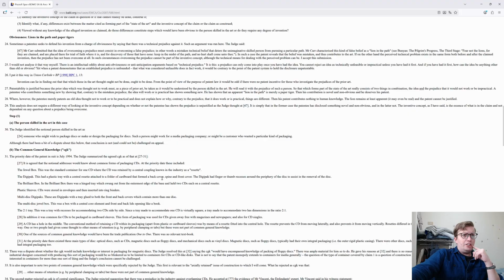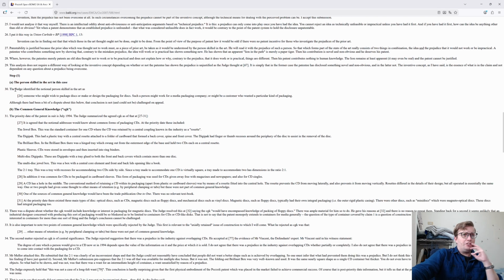Let's see what else they say. Let's see how the judge does this. So the notional person skilled in the art is someone who might wish to package discs or design the packaging for discs, such that a person might work for a media packaging company or might be a customer who wanted a particular kind of packaging. Although there had been a bit of a dispute about this below, the conclusion is not and could not be challenged on appeal. So this isn't even a disc changer. This is just a way of packaging lots of compact discs in these layers, right?